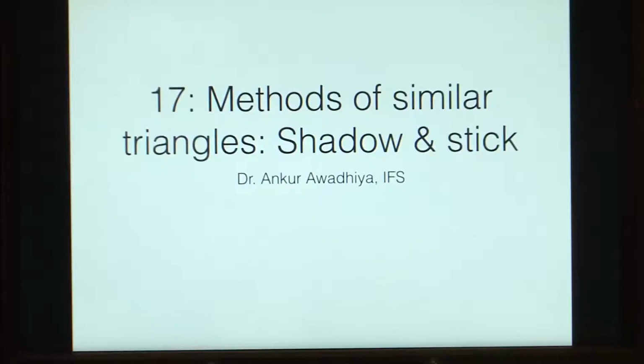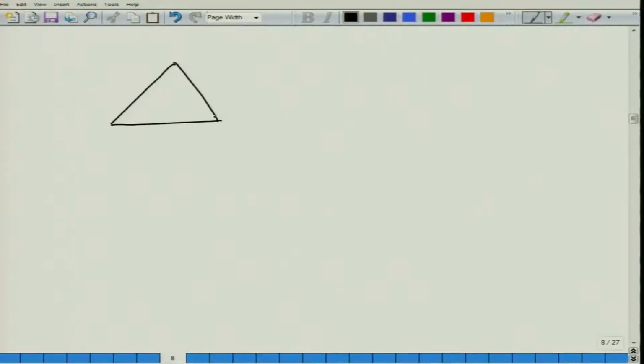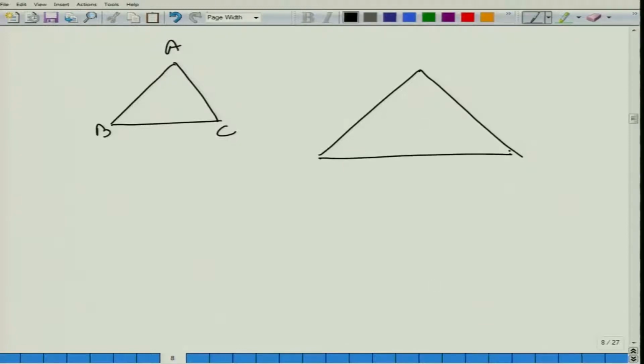Namaste. In this lecture, we shall be looking at the methods of measuring heights using similar triangles, also known as the shadow and stick method of measurement of heights. So, to begin with, consider two triangles ABC and DEF.